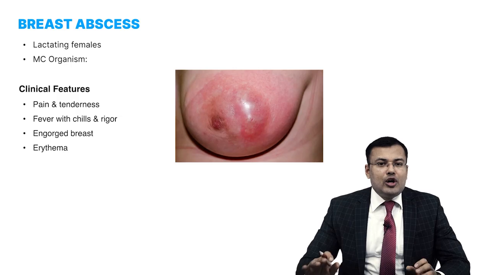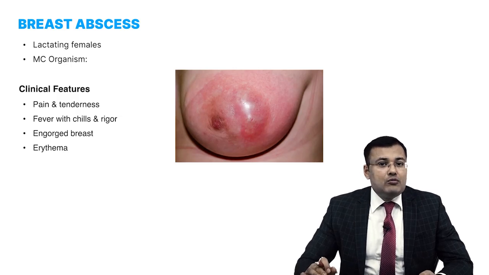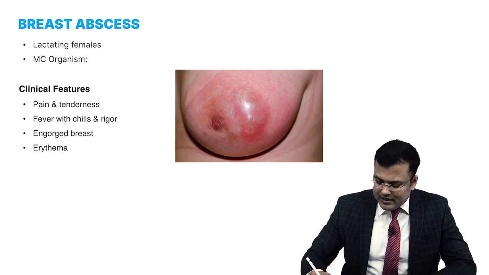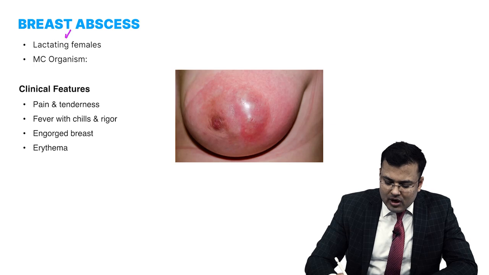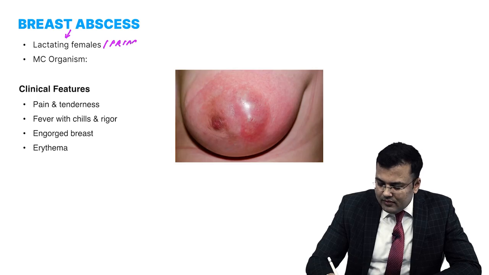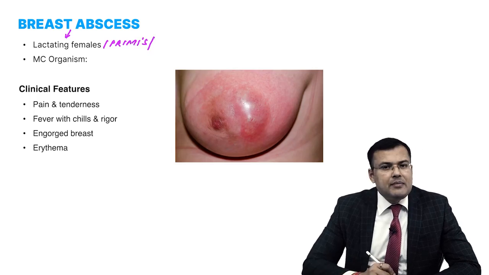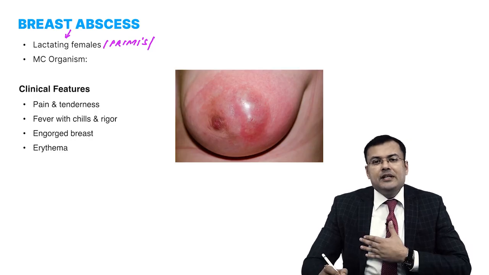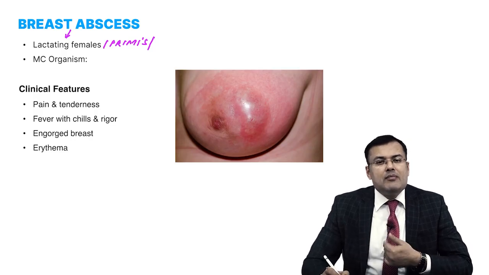Now see, this question is asked almost every year in almost every exam, and usually it's image based. Breast abscess. Can you tell me, breast abscess is more common in which females? Lactating females, especially primaries. It is seen in lactating females, primaries. Why? Because of faulty breastfeeding technique. There is trauma around the nipple.